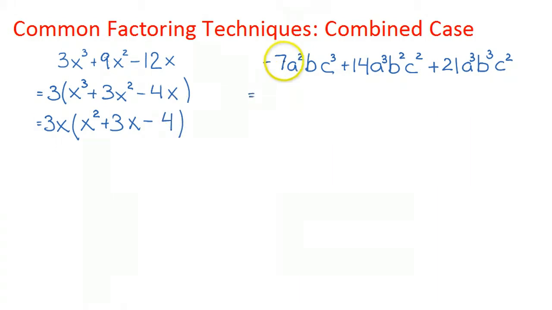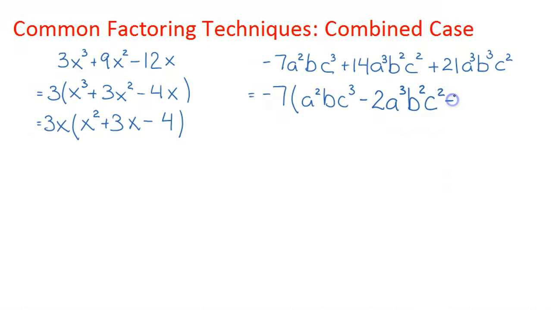Now let's look at this next one. So the constant parts are negative 7, 14, and 21, so I can factor out a negative 7. And notice in both these cases I factor out and I will be left with a constant coefficient of 1 in at least one of the cases, but that's not always going to be the case. So I have a squared b c cubed plus, a minus and a plus gives me minus 2a cubed b squared c squared minus 3a cubed b cubed c squared. Okay, so I've factored out that constant part.